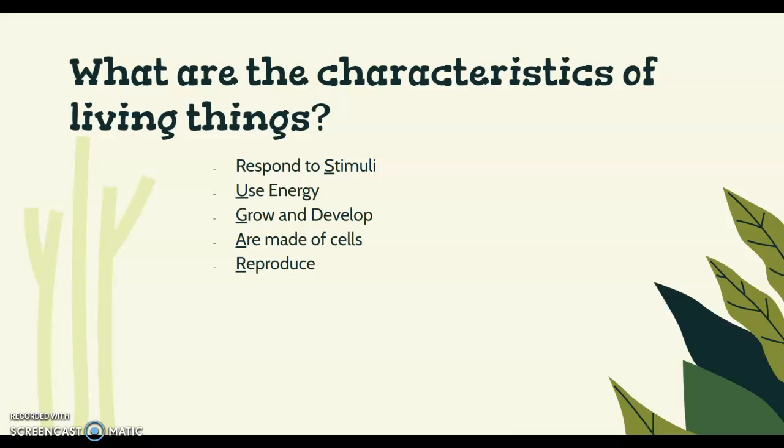So we respond to stimuli, that's our S. They use energy, that's U. They grow and develop, that's the G. They're made of cells, which is A, and they are able to reproduce. And those are the five things that we decided make up a classification of something that is living versus something that is non-living.